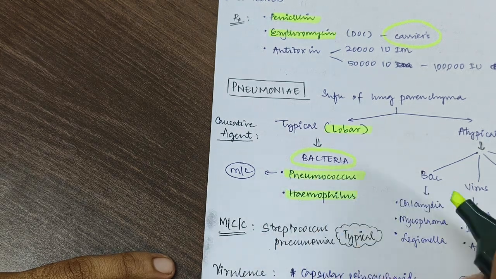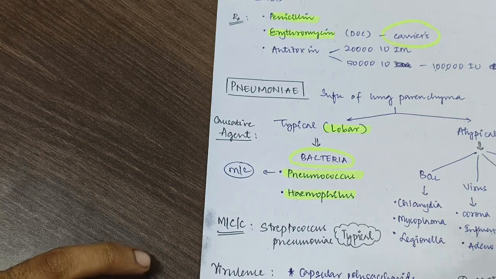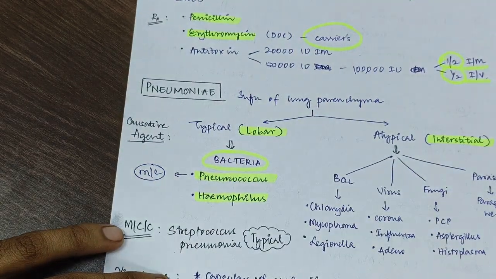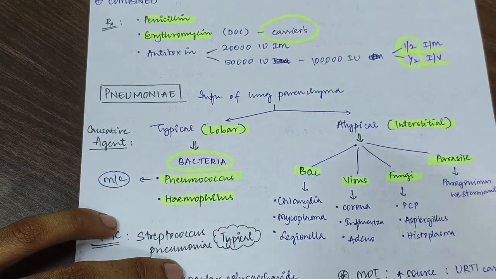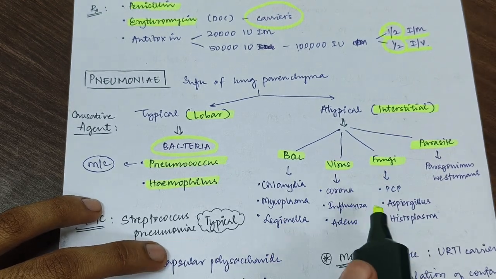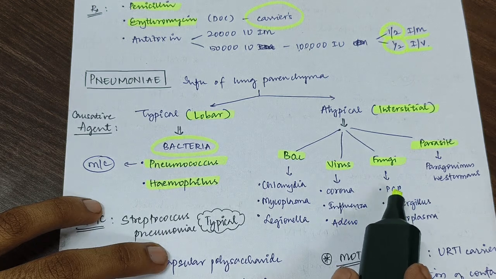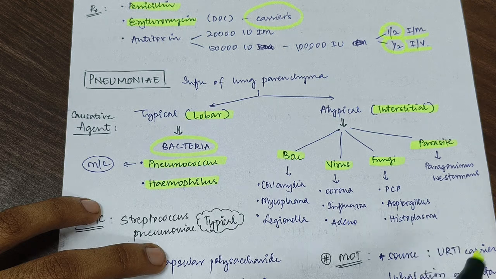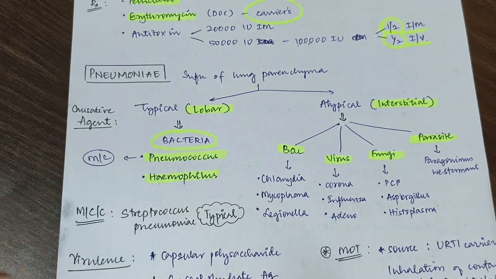Then Haemophilus influenzae, Haemophilus B. Coming to the atypical pneumonia, it is again bacteria, virus, fungi and parasite. Bacterial causes are chlamydia, mycoplasma and legionella, whereas virus, corona, influenza, adenovirus. Then fungi, it is Pneumocystis jirovecii, then Aspergillus and Histoplasma are the causes. Coming to the parasite, there is one cause, that is Paragonimus westermani, that is a lung fluke.